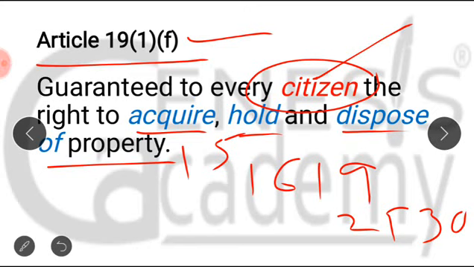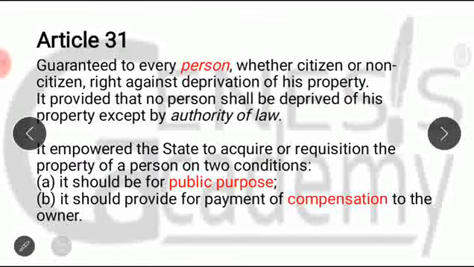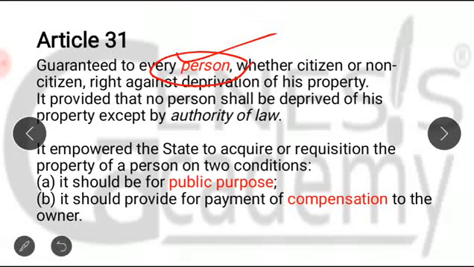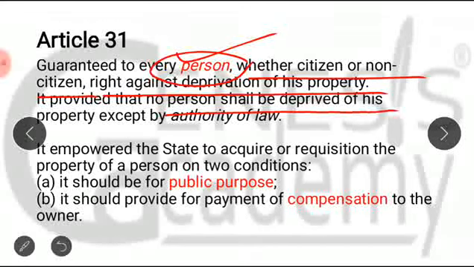And later on this Article 19, Clause 1, Subclause F was deleted. So आपको याद रखना है, there are 5 articles in the part on fundamental rights, Article 15, 16, 19, 29 and 30, which are guaranteed to citizens only. उसके बाद Article 31 guaranteed to every person, not only the citizen. Person means whether a citizen or a non-citizen, that they have the right against deprivation of their property. That means it provided that no person shall be deprived of his property except by the authority of law.